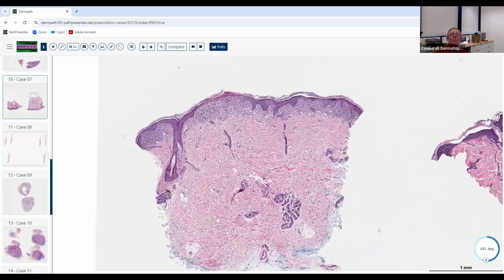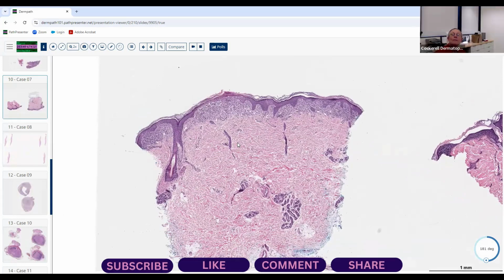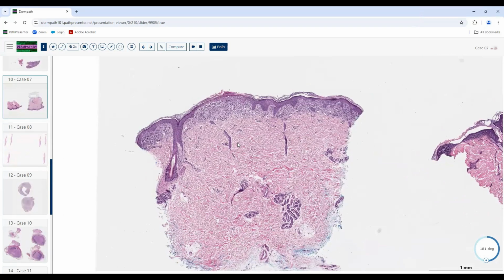Hi, good morning. I can take this one. Okay, good. This is a punch, and I see a lot of inflammatory infiltrate right under the basal layer, and then there's some destruction of the basal layer in some areas as well. What's the pattern of the inflammation here? I would say that's interface. Yeah, I think it is.